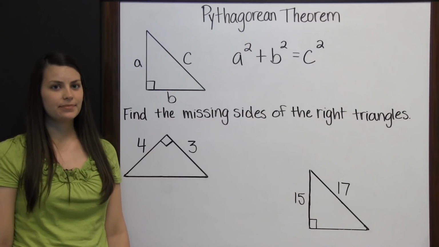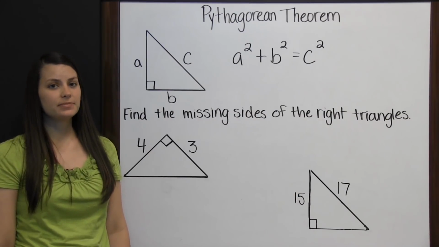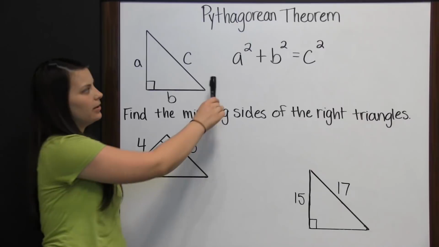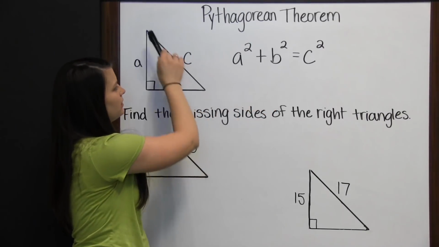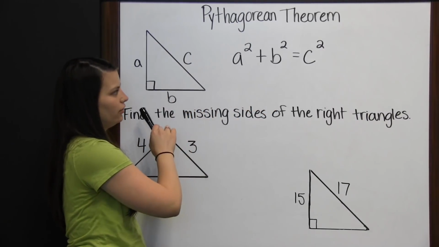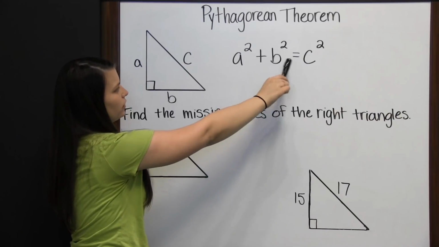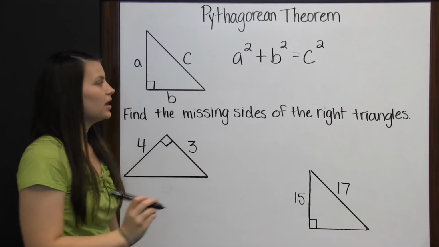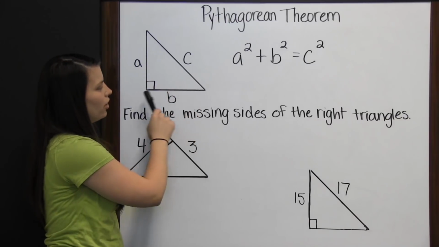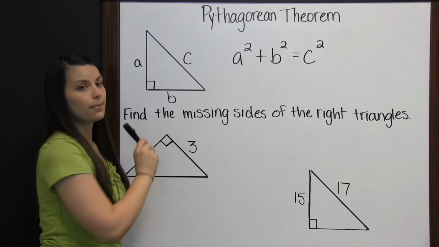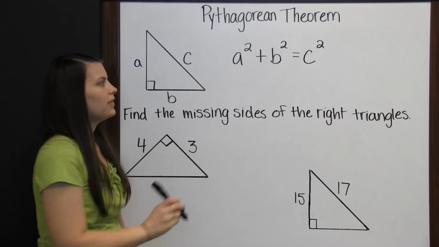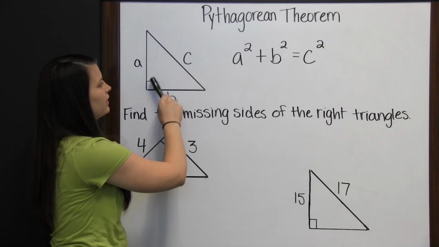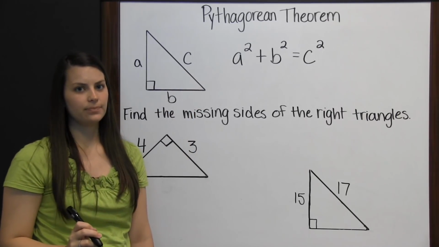Pythagorean theorem. The Pythagorean theorem states that the sum of the squares of the legs of a right triangle is equal to the square of the hypotenuse of a right triangle. The legs of a right triangle are the two sides that form the right angle. The hypotenuse is the side that's across from the right angle.